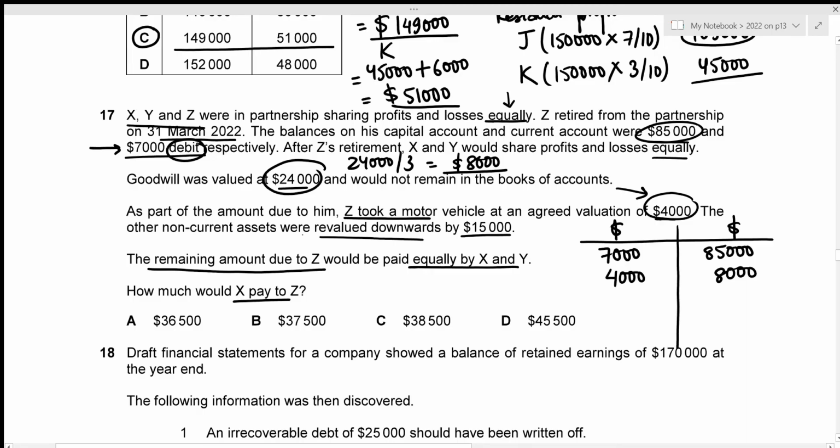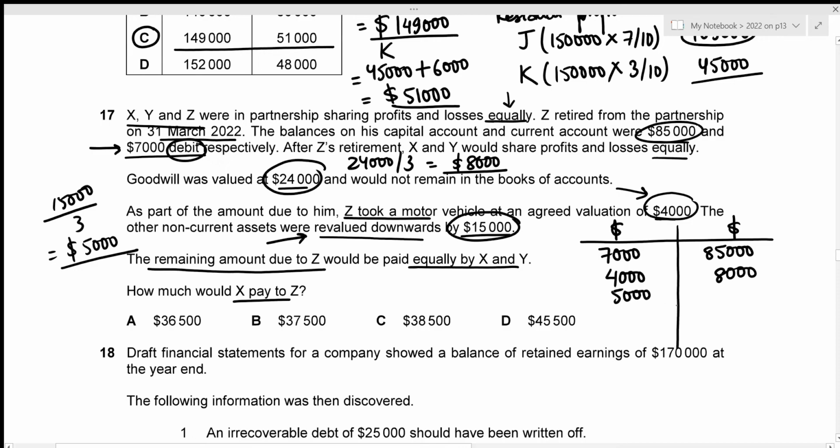Then we have loss on revaluation. Again, losses always reduce the capital account balances, so this loss should also be recorded on the debit side in Z's capital account. And again, this loss is to be divided among the 3 partners equally. That's going to be 15,000 by 3, which results in 5,000. This should be recorded on the debit side.